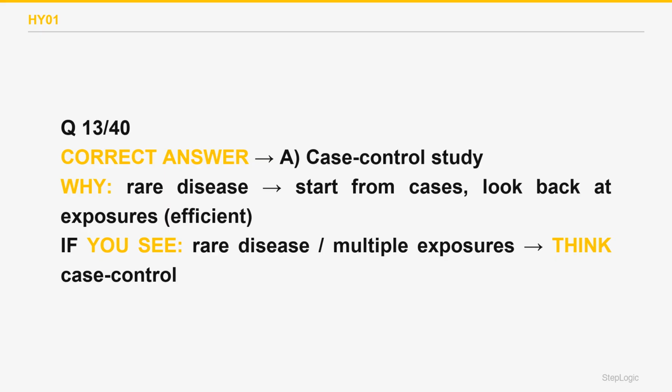A prospective cohort is inefficient for a rare disease. You would need to follow a massive population for a very long time to observe enough cases. Choice B wrong. A randomized controlled trial cannot be used because you cannot ethically assign people to a presumed harmful exposure, and it too is impractical for a rare outcome.